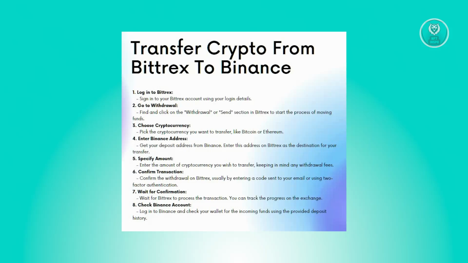Next thing you want to do is navigate to withdrawals. Locate and click on the withdrawals or send section in Bittrex to initiate the fund transfer. Now from there, select cryptocurrency. Choose the specific cryptocurrency you wish to move, such as Bitcoin or Ethereum.